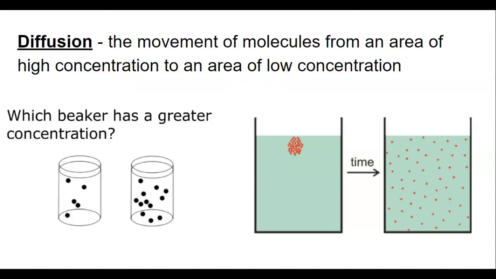So in order for us to talk about diffusion, notice I use the word concentration. So we got to talk about concentration. Which beaker down here has a greater concentration of molecules? The one on the right. So concentration means stuff, okay? So a greater concentration means it's got more stuff. So what we see in diffusion is that stuff wants to spread out until it's equal, okay? And this is important because it's going to show us how things move in and out of the cell, and we'll get to that in a minute.